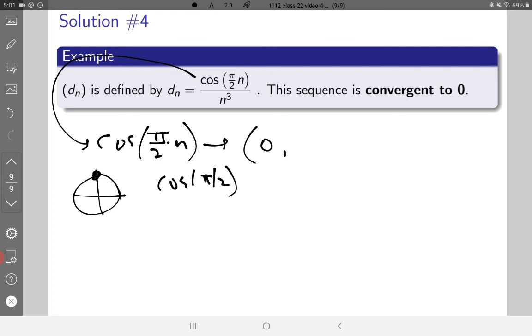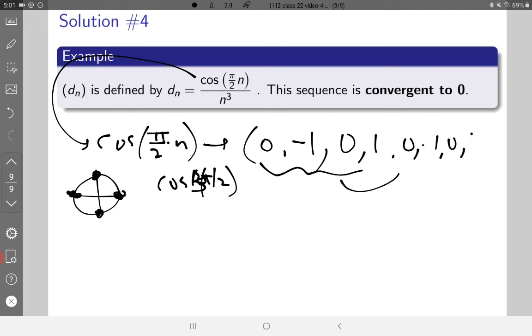What about cosine of 2 pi over 2? Well, that's pi radians, 180 degrees. X-coordinate of that is -1. 3 pi over 2, that's 270 degrees. The x-coordinate, that's 0. And then 4 pi over 2, that's 2 pi, so the x-coordinate, that's 1. And then that pattern of 4 is just going to repeat again. It's going to go 0, -1, 0, 1. And that's going to repeat, repeat, repeat.